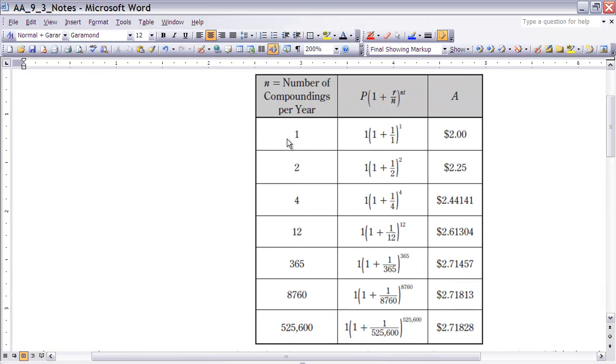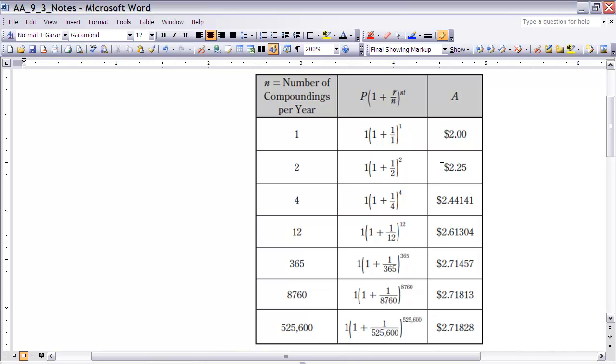Alright, so here are the answers to that activity, and you'll notice that as the number of periods increases earlier, if I go from 1 to 2, in other words I've doubled the number of periods, there's a pretty significant difference in the amounts, going from $2 to $2.25.